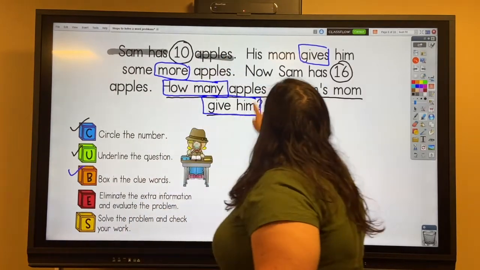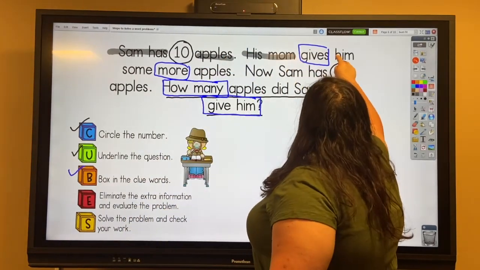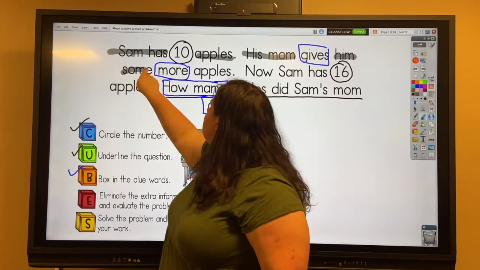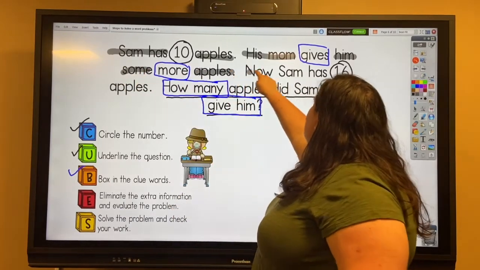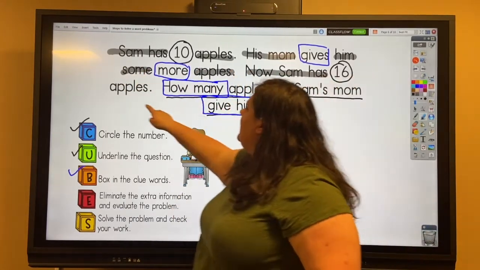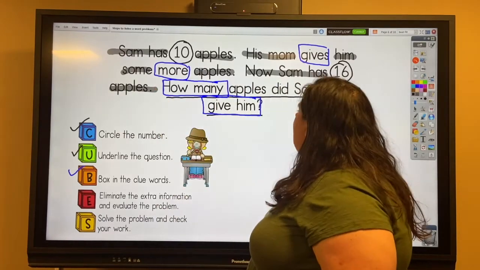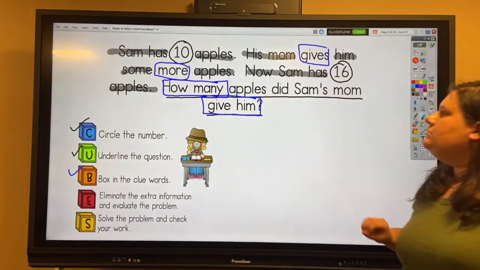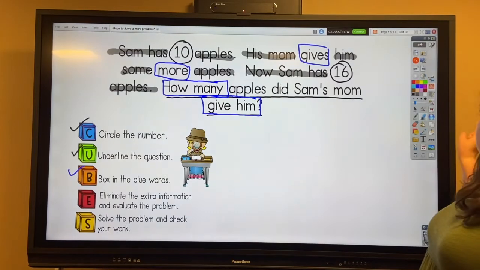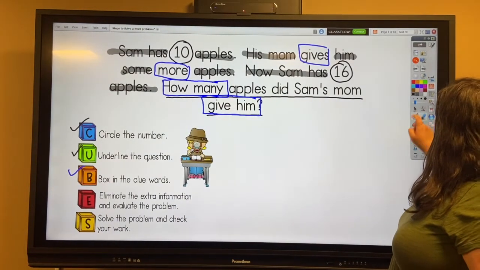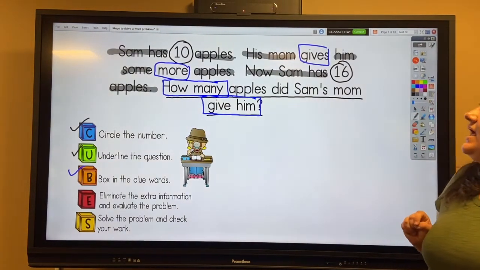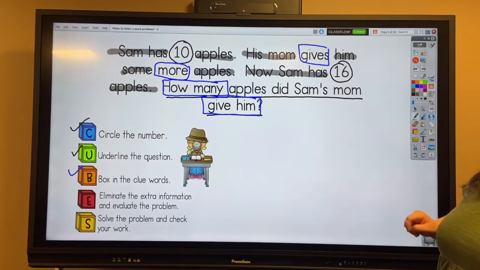apples. His mom gives him, so him some apples. Now Sam has blank apples. All right, and then I'm not going to cross out anything in my question because my question is important. So let me switch back to my pen. And I'm gonna look at what I've eliminated.